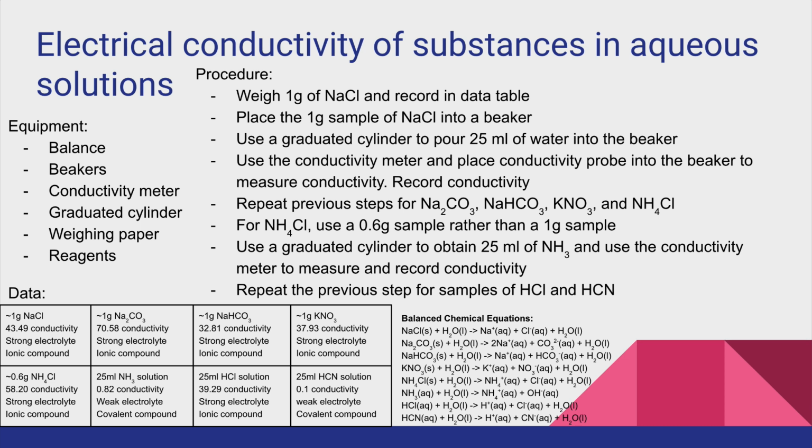In the bottom left, a data table is included recording the sample size, conductivity, type of electrolyte, and type of compound for various aqueous solutions. And in the bottom right are the balanced chemical equations for each of the solutions. Some potential sources of error for this lab were inconsistencies or discrepancies when scooping sample sizes, weighing the samples, or potential errors that may occur from lab software and operating system.